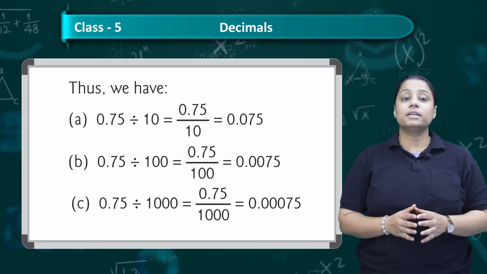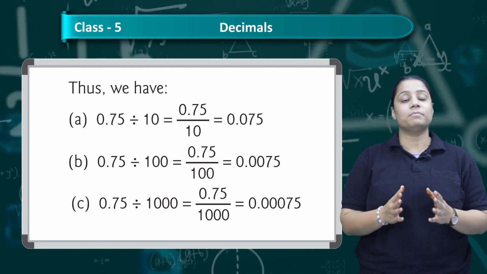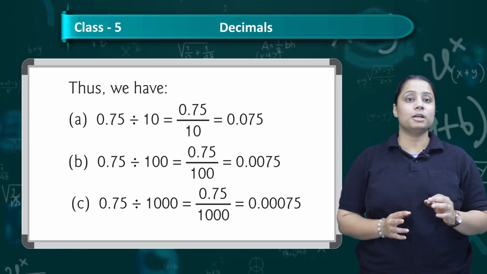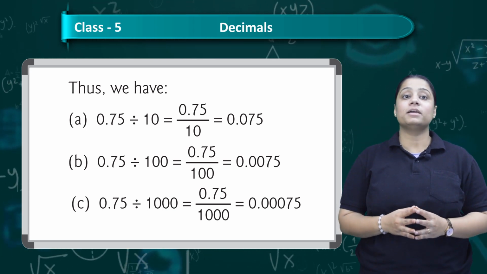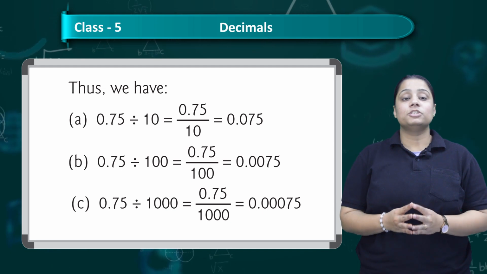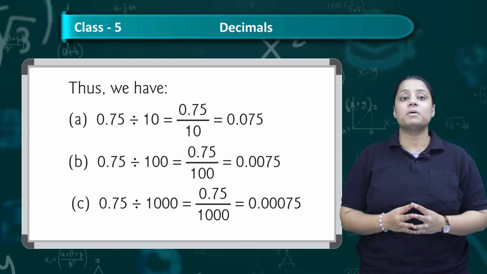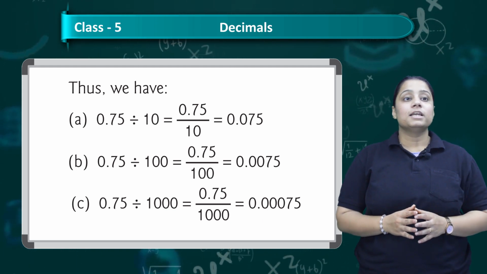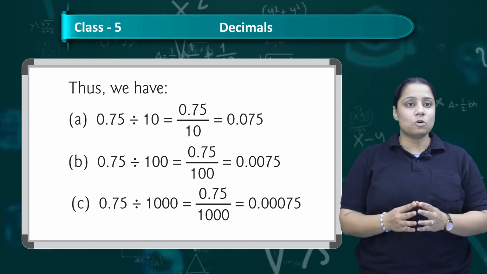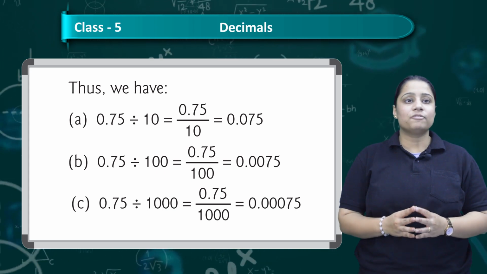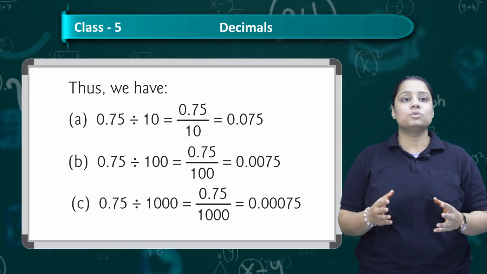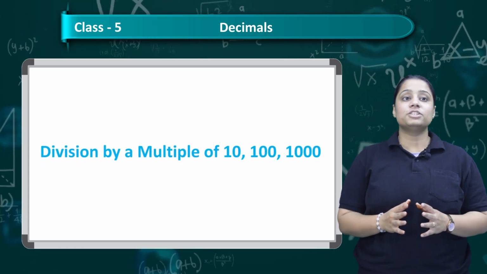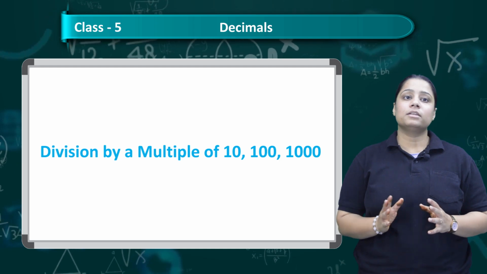Thus we have A. 0.75 divided by 10 is equal to 0.075. Part B. 0.75 divided by 100 is equal to 0.0075. Part C. 0.75 divided by 1000 is equal to 0.00075.